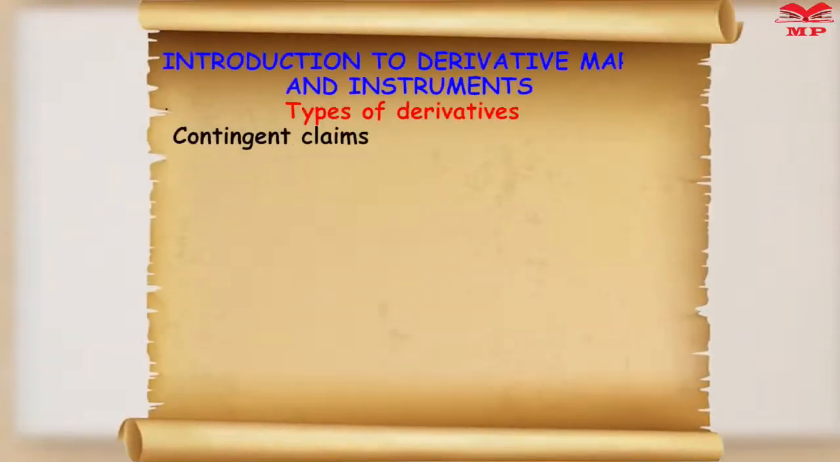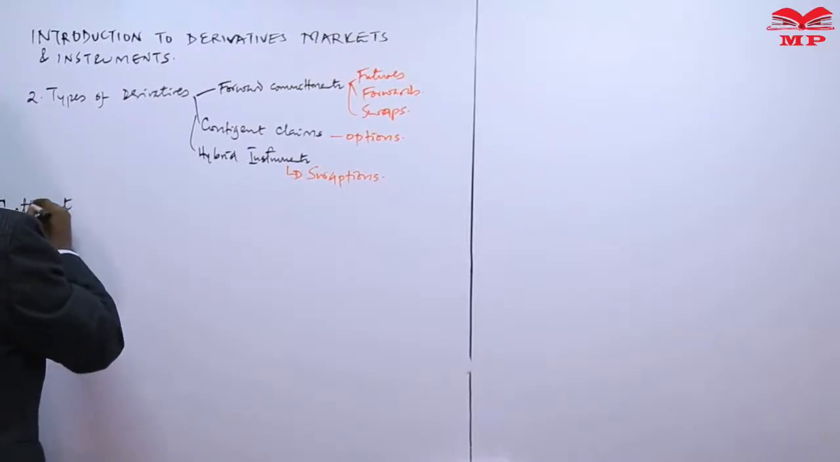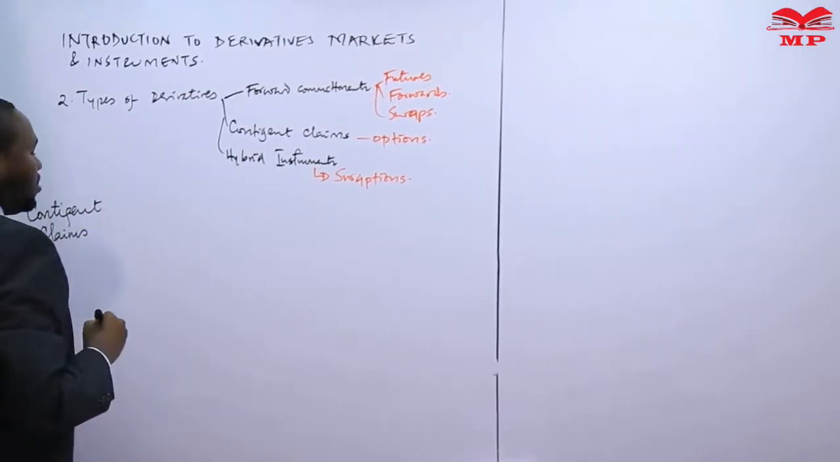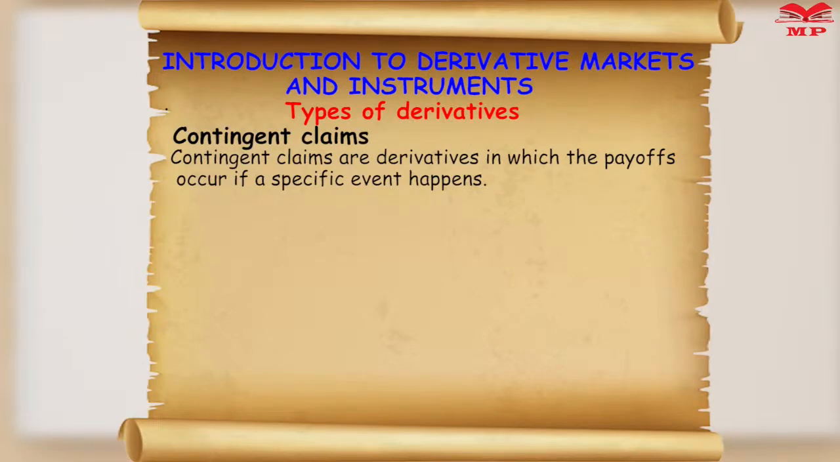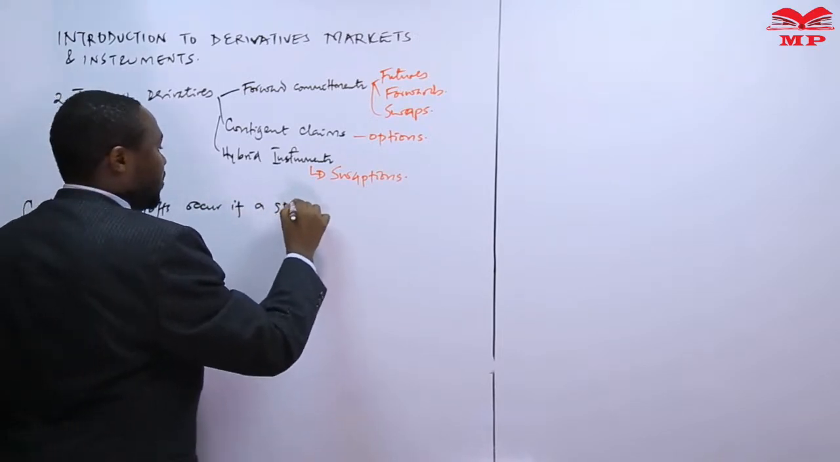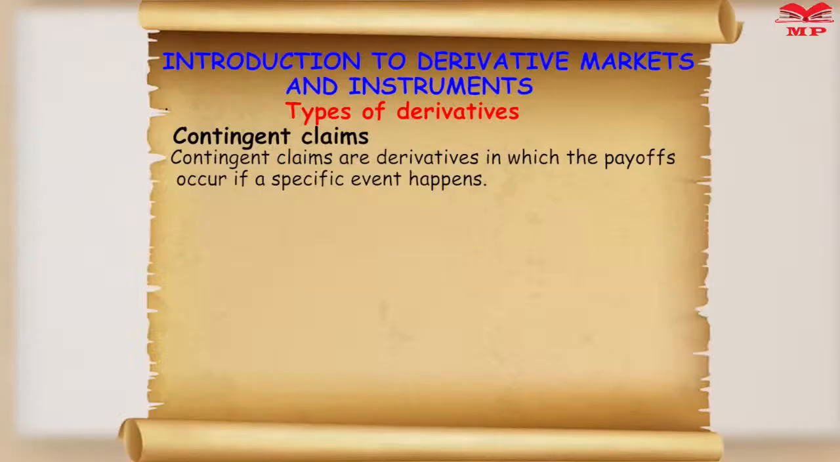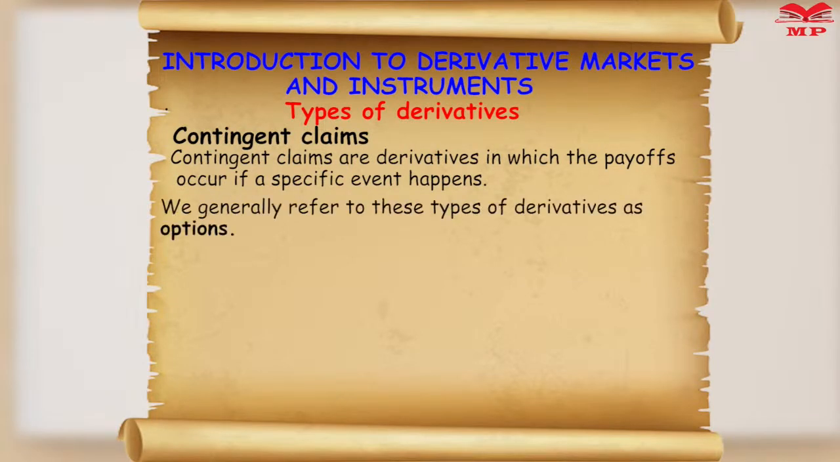Let us look at what we call contingent claims. Contingent claims are derivatives in which the payoffs occur if a specific event happens. So what are contingent claims? We are saying that they are derivatives in which the payoffs occur if a specific event happens. What do we mean by this? We refer generally to them by the name option.